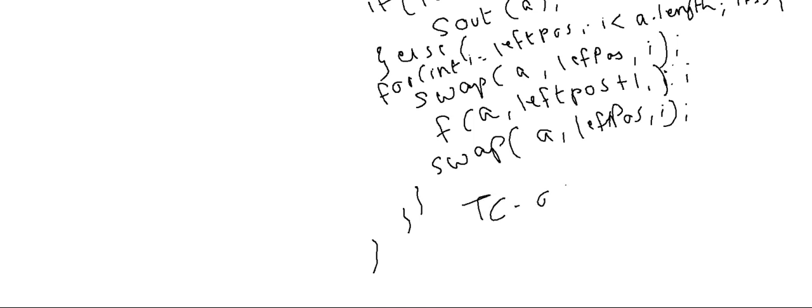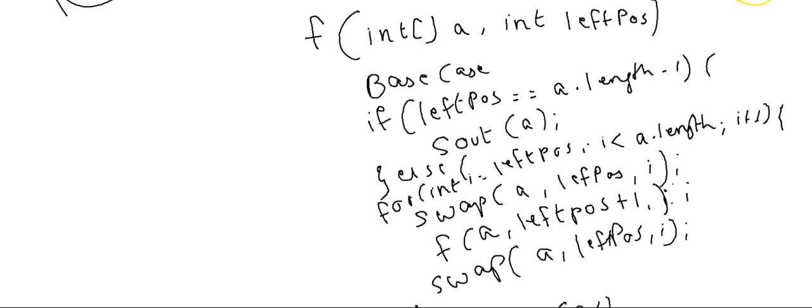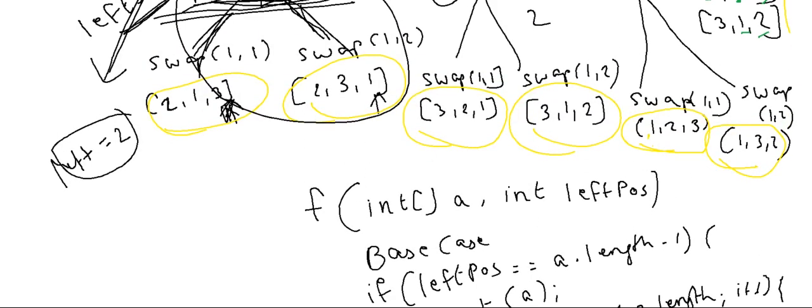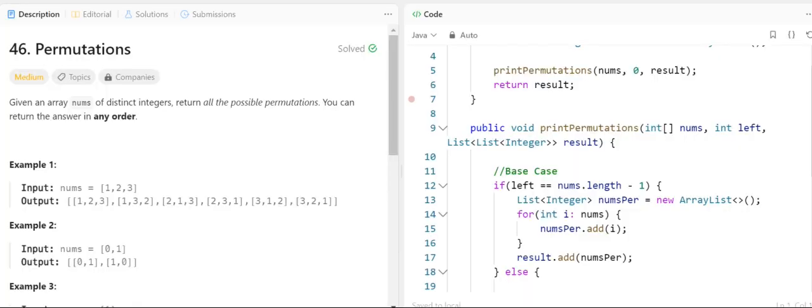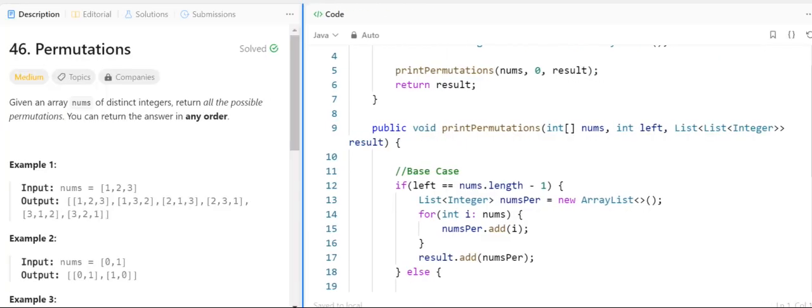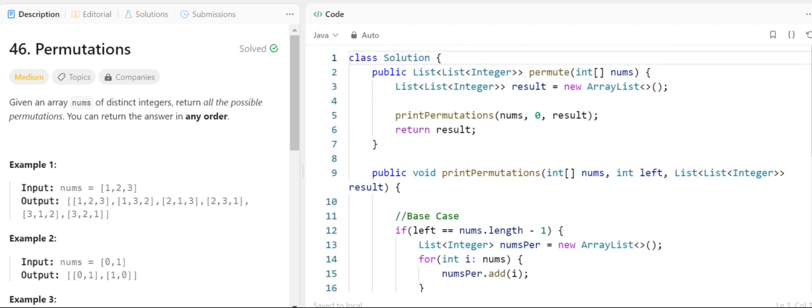So here our TC is n factorial and our SC is O of n. So this way we can print all the permutations. Okay, so let's write the code in LeetCode. I have already written a code, so I'm going to reset it.